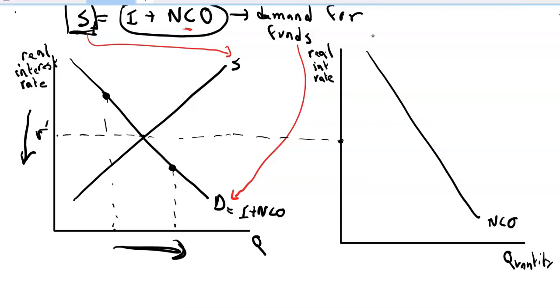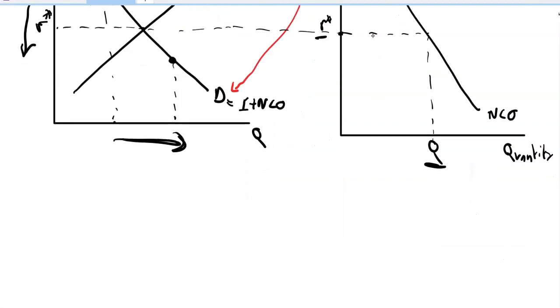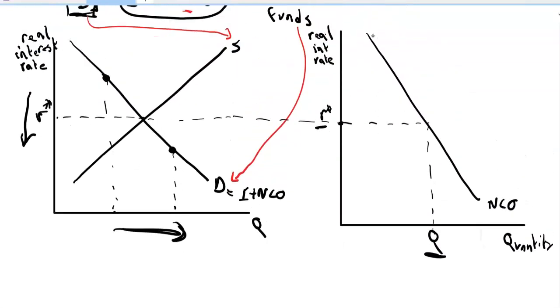So let's say this is my equilibrium, and this is the quantity of NCO that is determined by this equilibrium. It could be a positive number or a negative number. Now if anything happens to this NCO, if, let's say, the supply of funds increases or decreases because savings change, then we can see what happens to the interest rate and to net capital outflow.